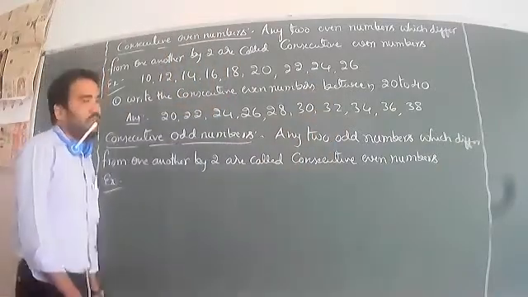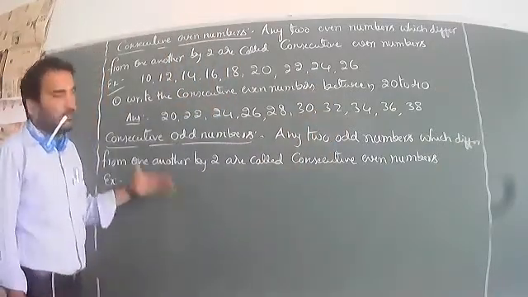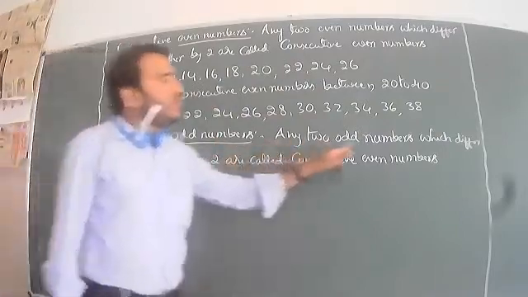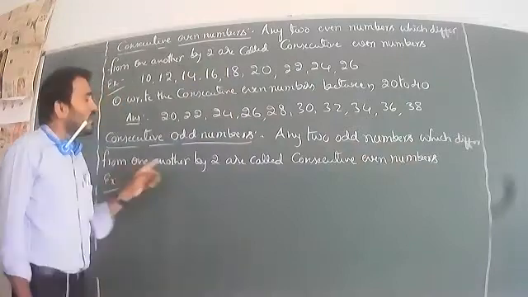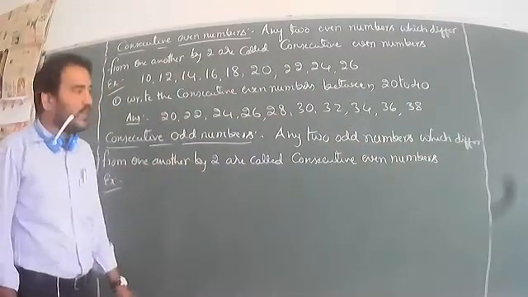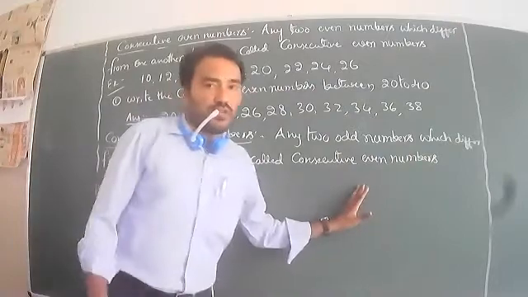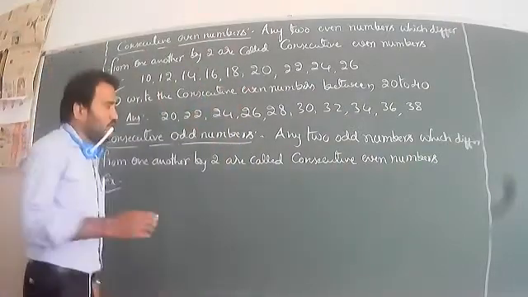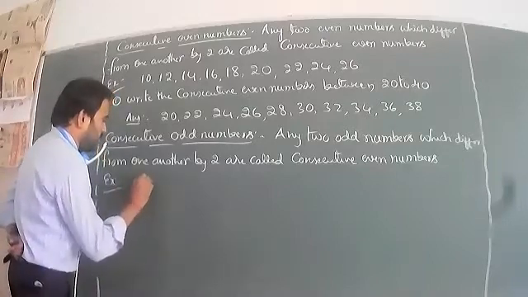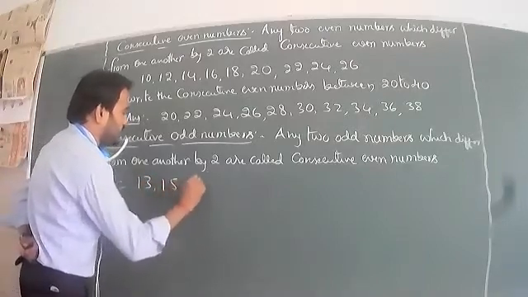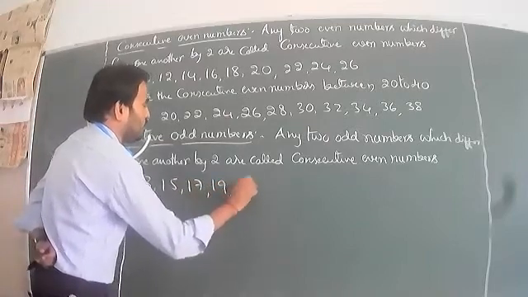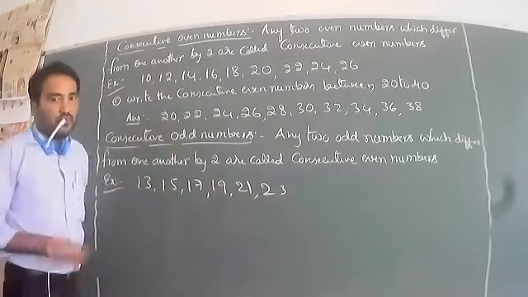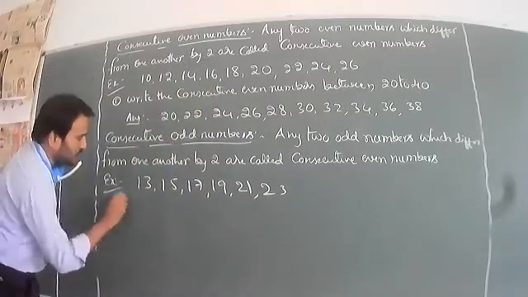Okay, now I will go for the same concept, but here odd numbers instead of even numbers. Any two odd numbers which differ from one another by two are called consecutive odd numbers. We should write consecutive odd numbers: 13, 15, 17, 19, 21, 23. Let us take one example.